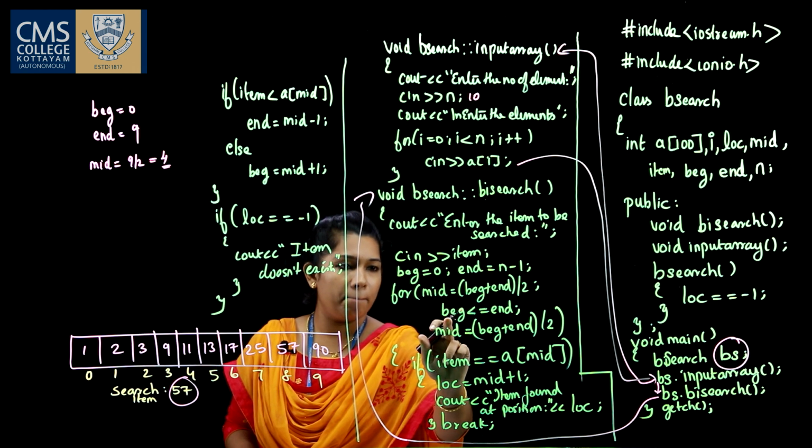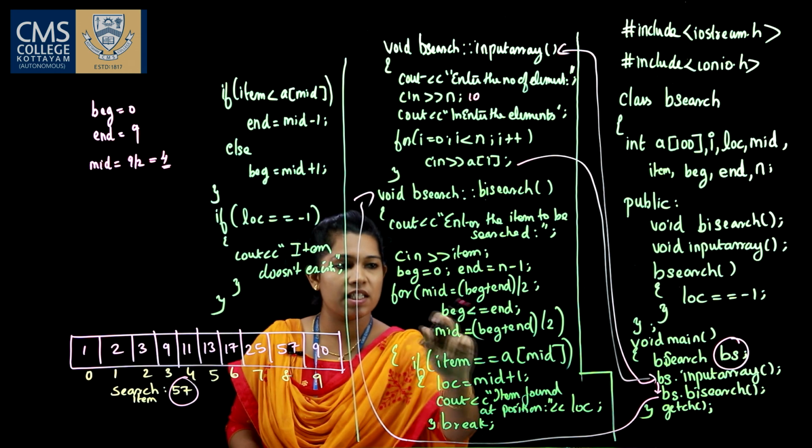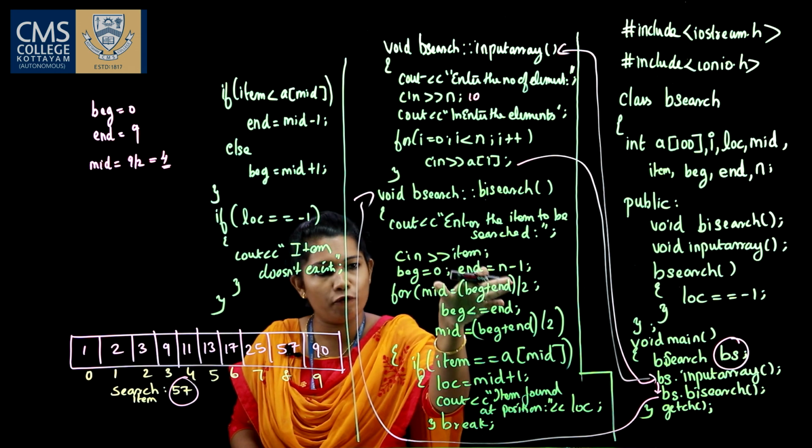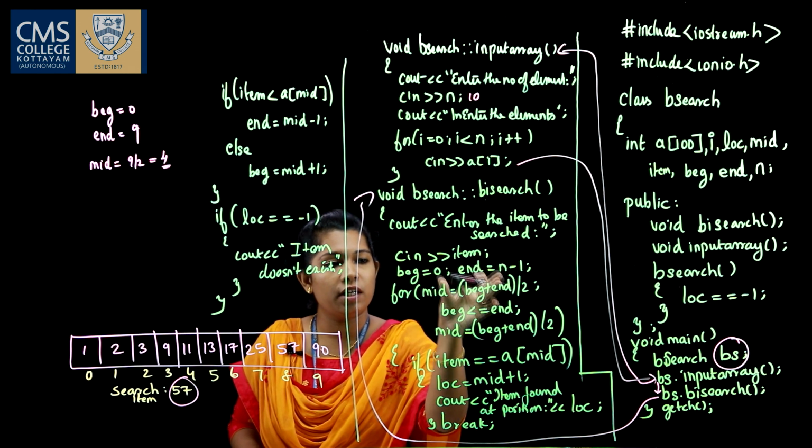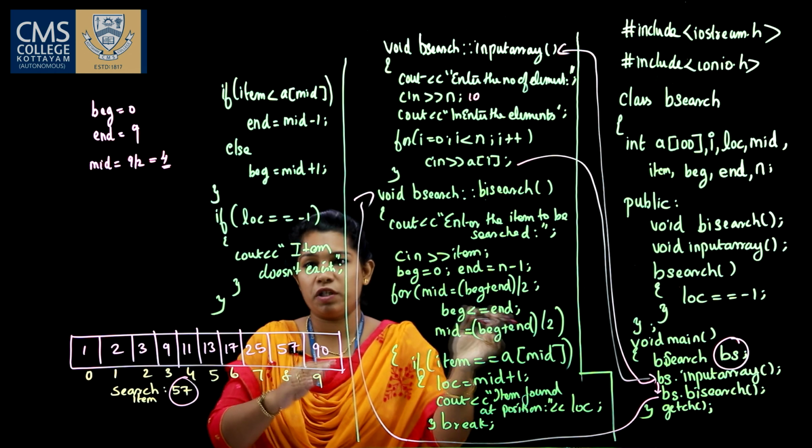Then I will check beginning less than or equal to end. This condition is the initialization step of your for loop. Then the condition check. So what is the condition? I will check whether I have reached the end of the list.